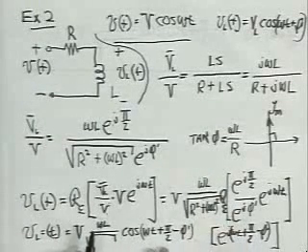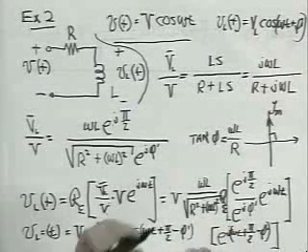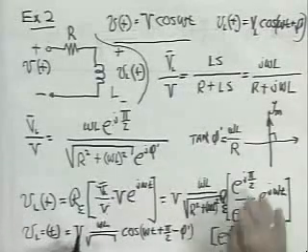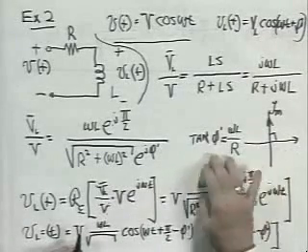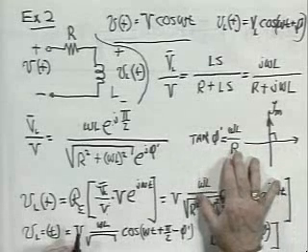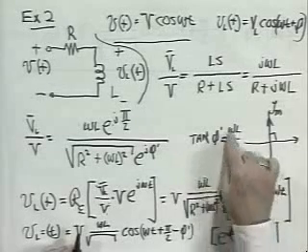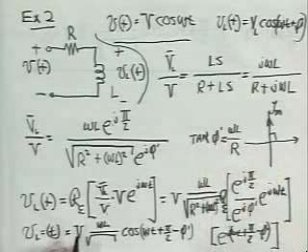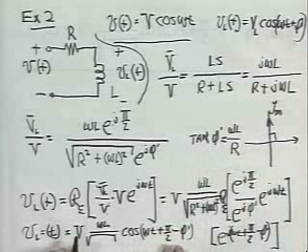When I get to that point, this angle phi prime, which is the tangent of omega L over R, goes to pi over 2. I'm sorry, goes to 0. Phi prime goes to 0 as omega L gets smaller and smaller, and I'm left just with cosine omega t plus pi over 2. Does that make sense?